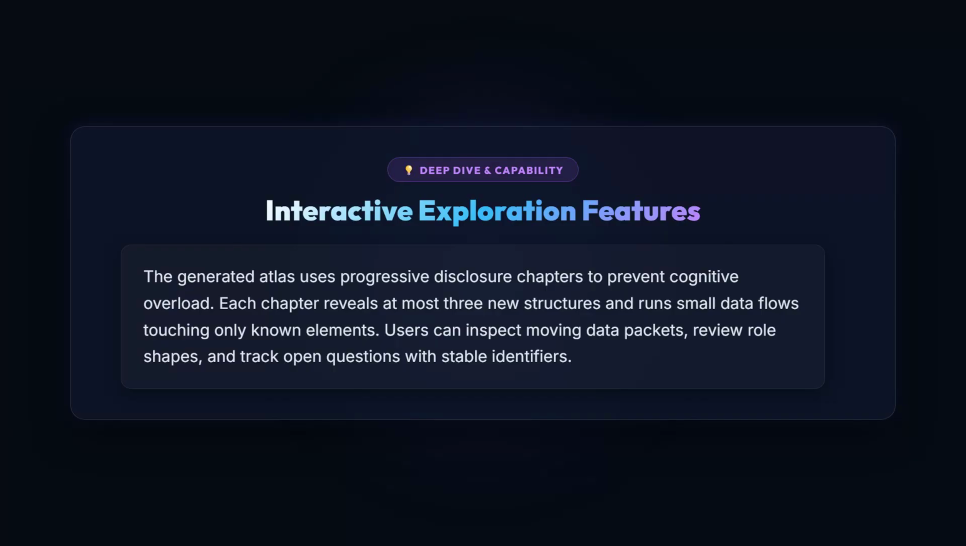Each chapter reveals at most 3 new structures and runs small data flows touching only known elements. Users can inspect moving data packets, review role shapes, and track open questions with stable identifiers.